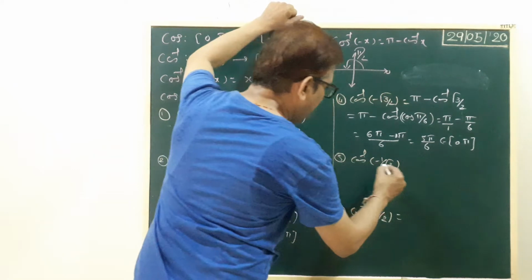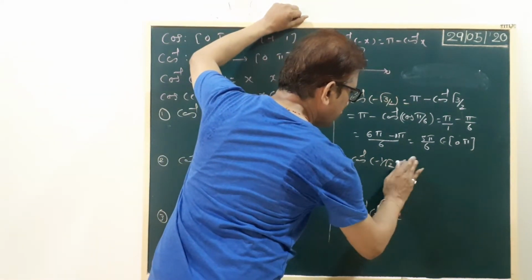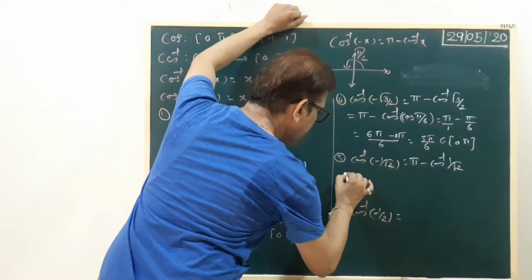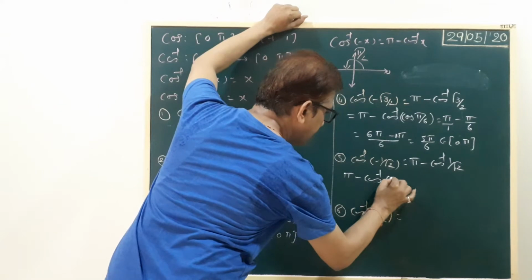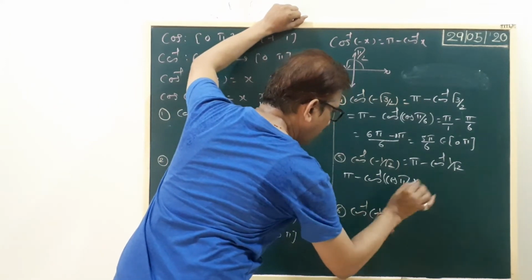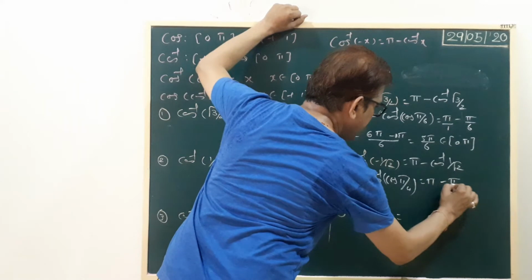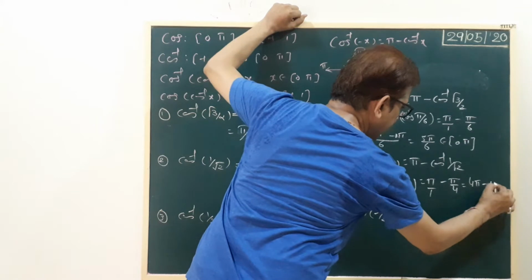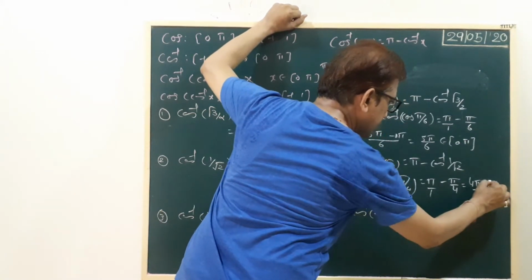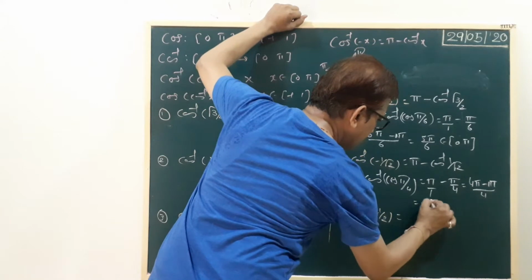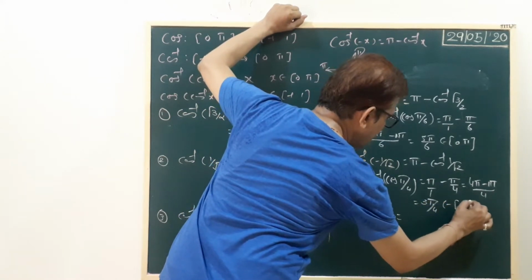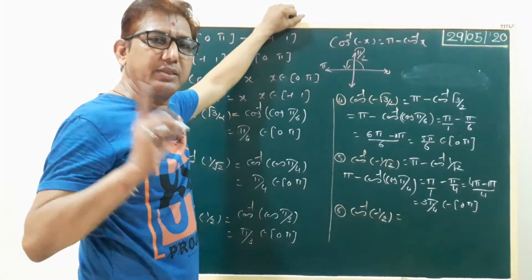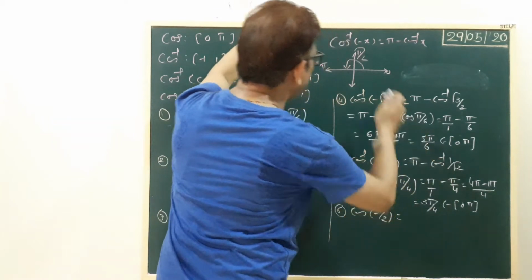Okay? Now cos inverse minus 1 by root 2. So we write pi minus cos inverse 1 by root 2, so pi minus cos inverse cos pi by 4. Okay, so pi minus pi by 4 upon 1. Now cross multiplication: 4 pi minus pi upon 4, this is your 1 pi. So 4 minus 1, the answer is 3 pi by 4, which belongs to 0 to pi. Pi by 4 is 45, 45 times 3 is 135. Okay, so 135 belongs to the second quadrant.